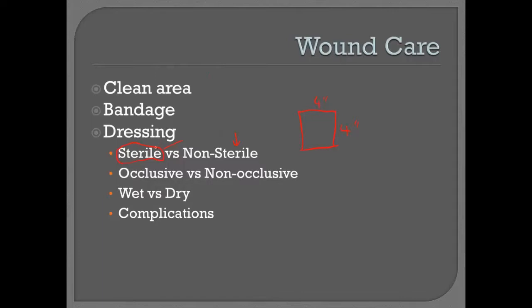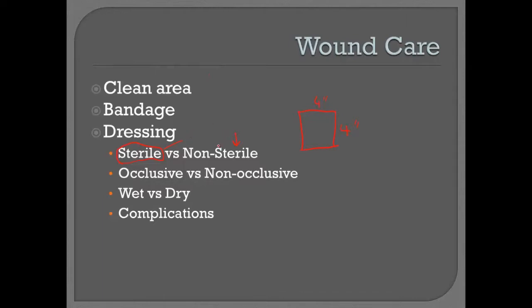That means that they've been treated so all of the germs have been killed. And the non-sterile ones, which are still clean, they just haven't been specially treated to kill all the bacteria. Sterile dressings are going to be good when we have really major concerns for infection. So if you have bones sticking out, if you have a part completely amputated, when you have a really deep laceration, when you have a patient who's very sick.